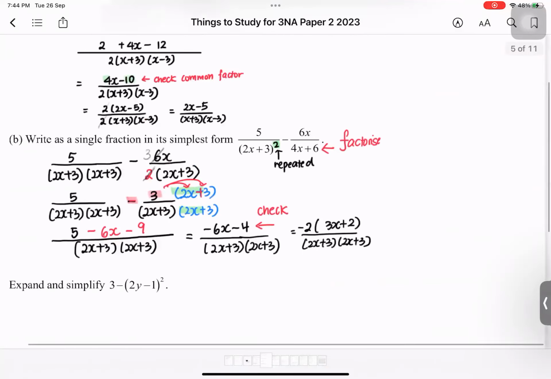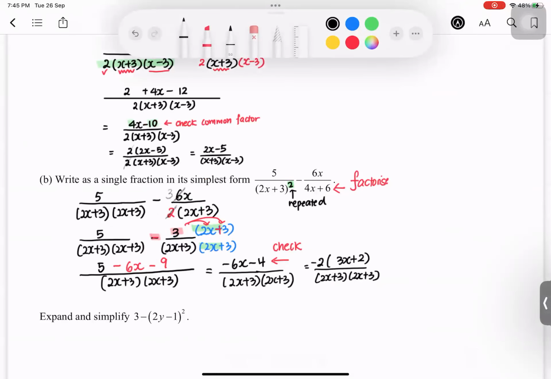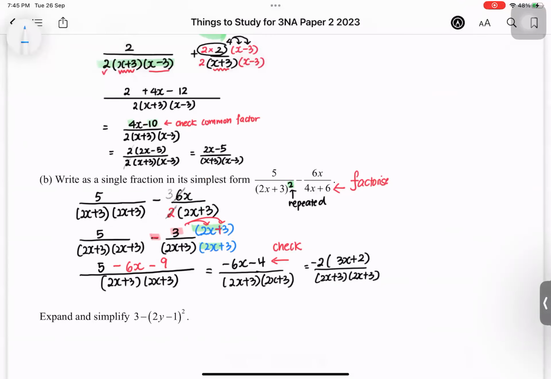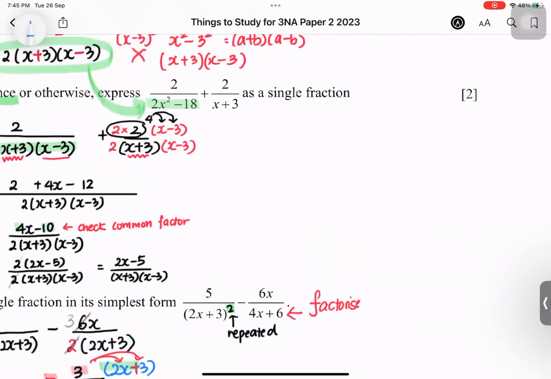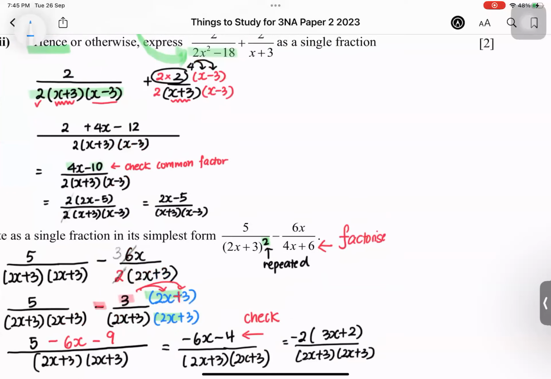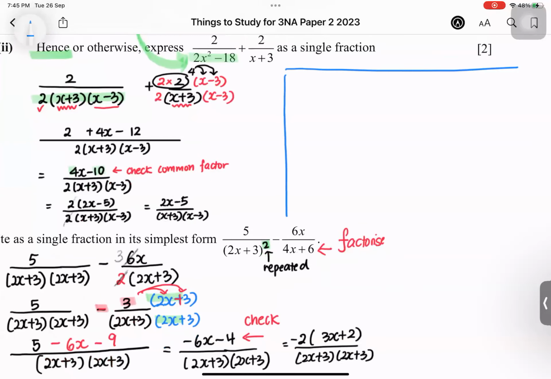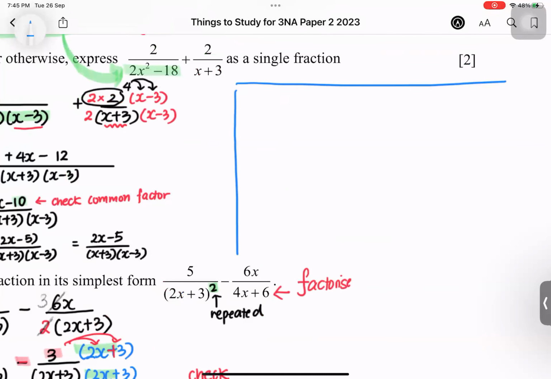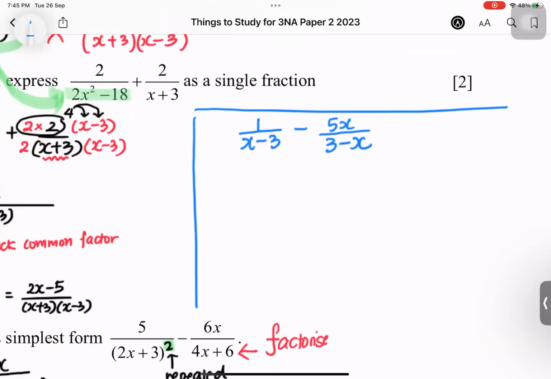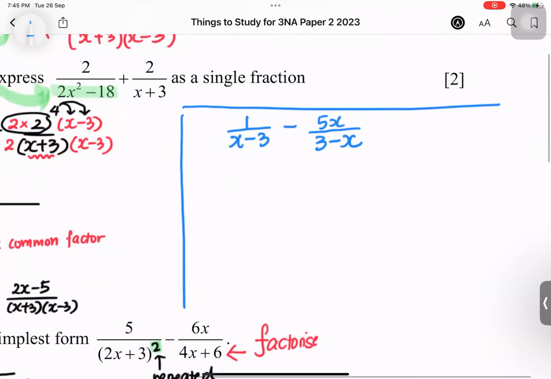Now, since some of you are here, I will just do an additional portion. One more special type of question. Sometimes, I find a place to draw this out. Special question: if, for example, they give you the question, find 1 over x minus 3 minus 5x over 3 minus x. How to do this kind of question?